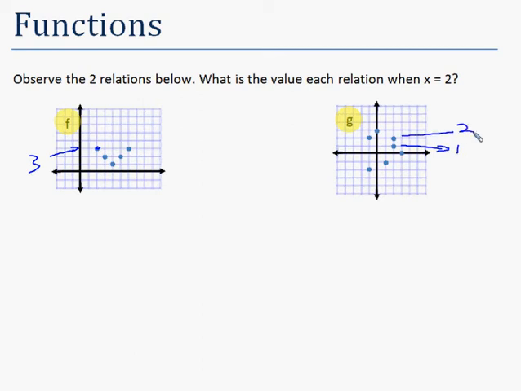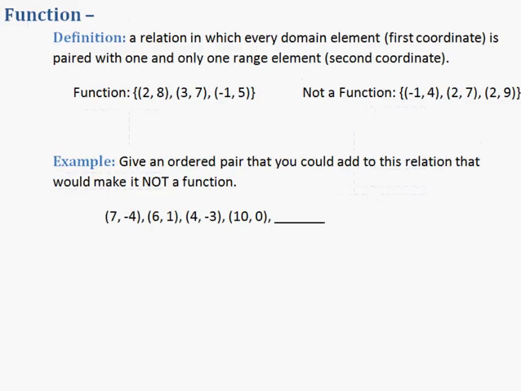And that demonstrates the relationship of what a function is. So we'll go ahead and look at that. The first one, relation f, is a function, whereas g is not a function. And so here's the definition of function. It is a relation. So remember, a relation is a set of ordered pairs, so we could say it's a set of ordered pairs in which every domain element, and we remember that's the first one if we write in our ordered pairs, is paired with one and only one range element, or the second coordinate.